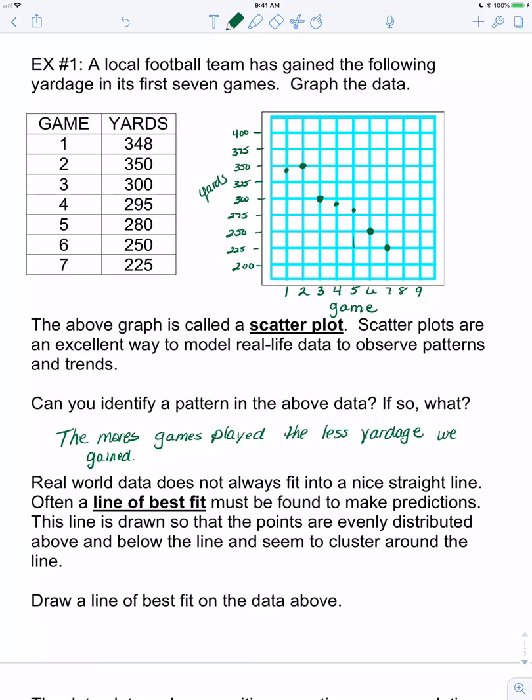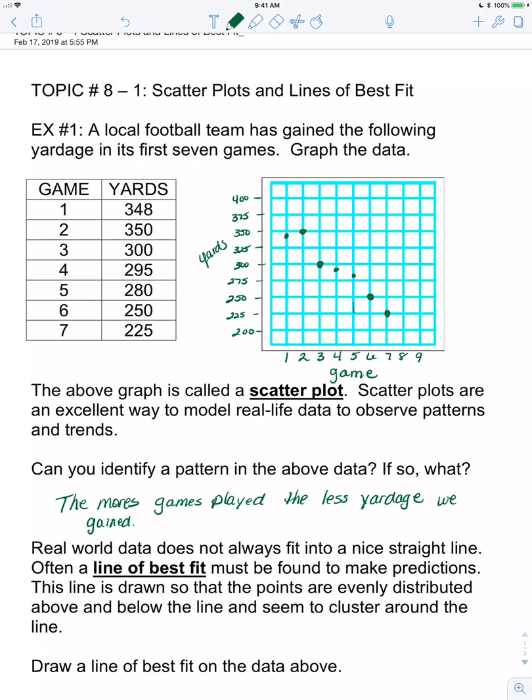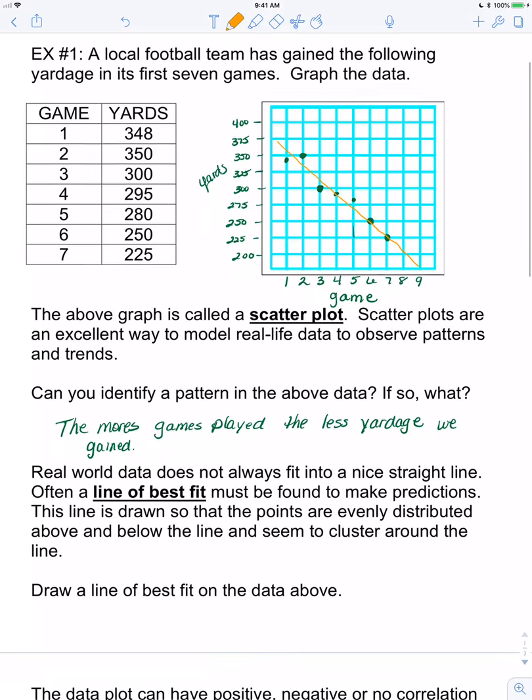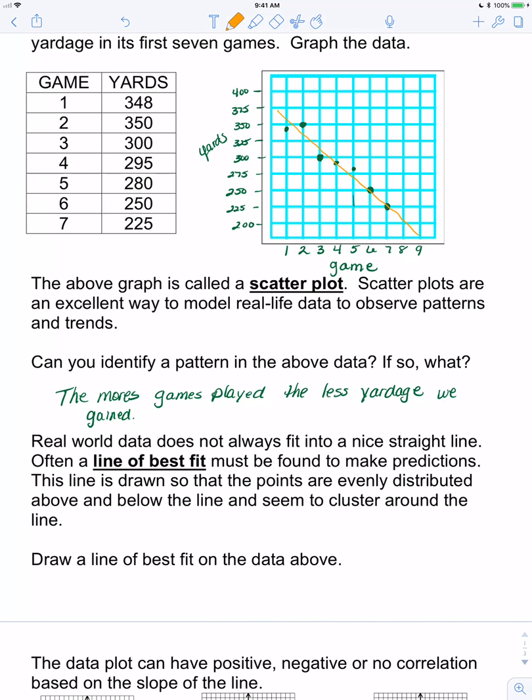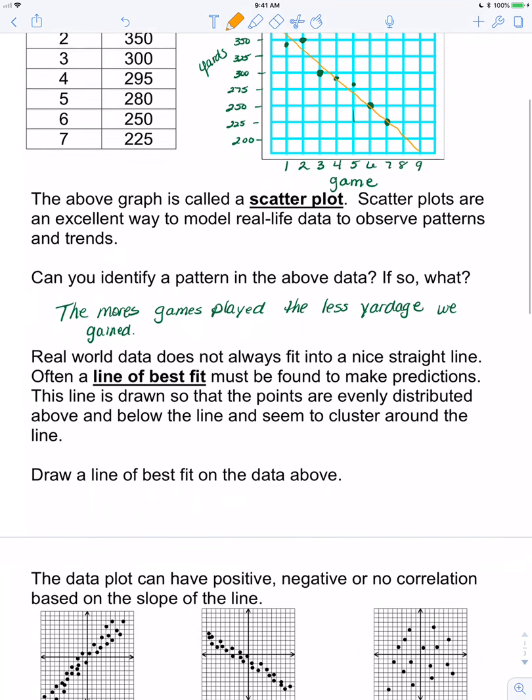Then it tells us to draw a line of best fit on the data. You're just going to sort of estimate these. When you put them in your calculator, you'll actually get an equation for that. But let's just say, in general, maybe somewhere right around here would be our line of best fit. Let's see if I can draw a straight line here. Something like that. It's supposed to be a straight line. And then you could see what's the equation of that line, and be able to tell, okay, if we play 12 games, what would be expected once I come up with that equation.